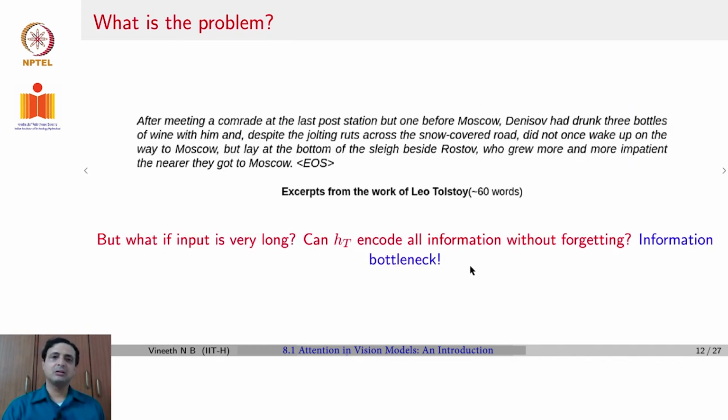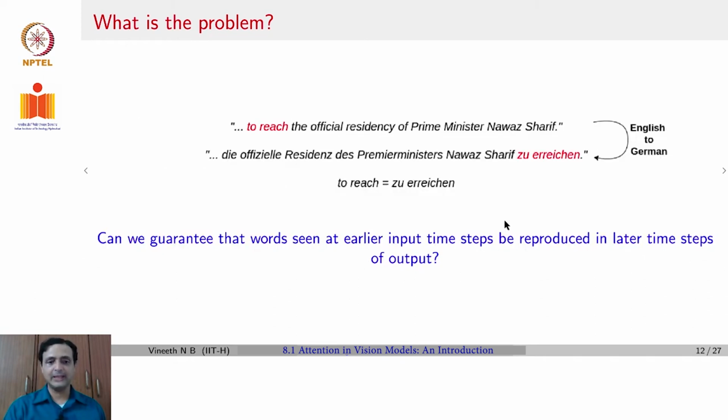Now let's consider a longer sequence. If you considered language processing and a large paragraph, if your input is very long, can your ht, the hidden state at any time step, encode all this information? Not really. You may be faced with the information bottleneck problem in this kind of a context.